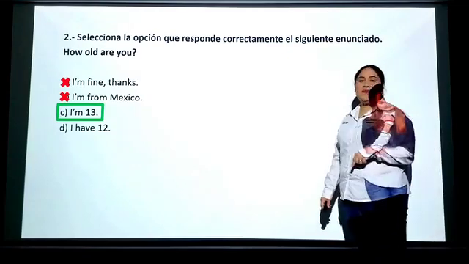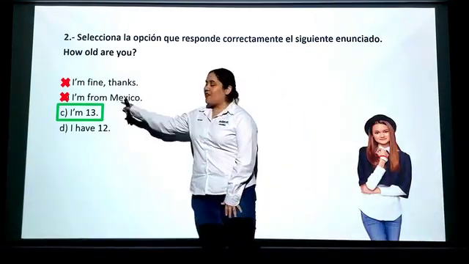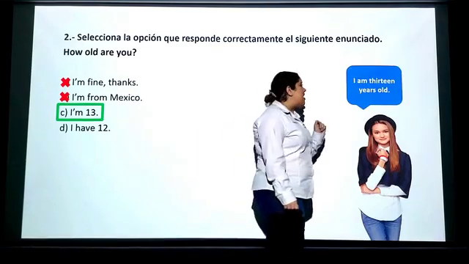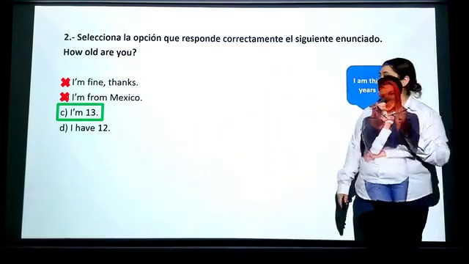As we have seen before, we have the verb to be contracted, and we can also have the expanded form. I am 13 years old.